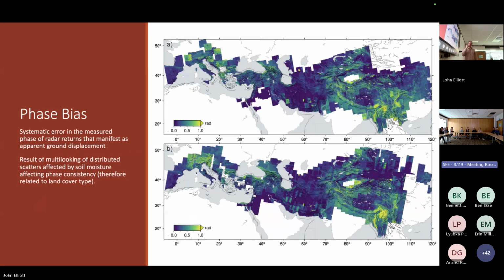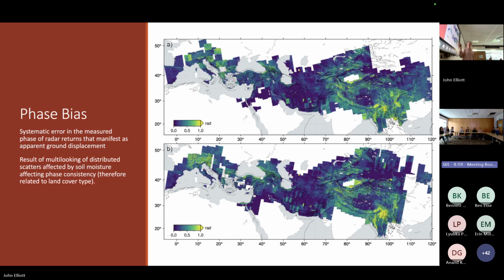There's another thing that is a concern when looking at these interferograms, and that's a sort of phase bias. It's probably related to soil moisture, the impact of multi-looking on distributed scatterers that we get, particularly when we've got short period interferograms. And we try and have some measure of this from the loop closure failure for the networks that we do, trying to look at where it's worse.